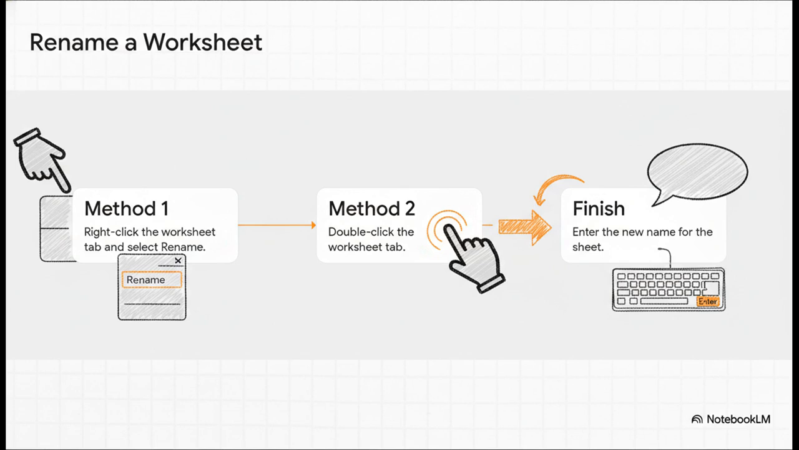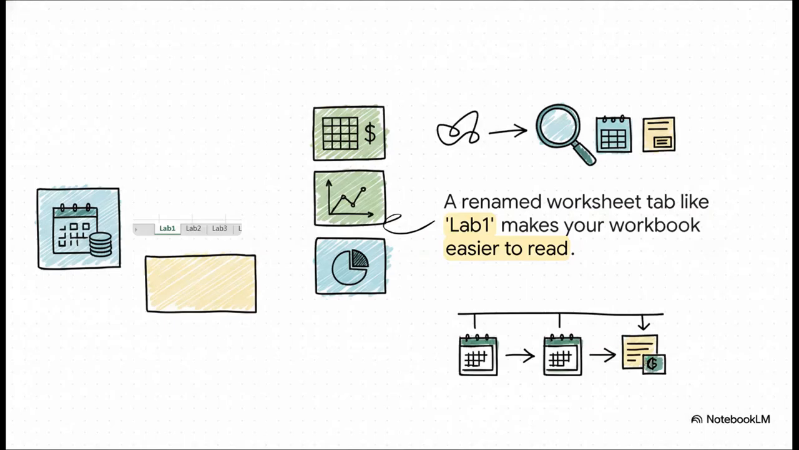Or, and this is my personal favorite because it's so fast, just double-click directly on the Sheet tab. Type your new name, hit Enter, and you're done. And here you can see the result perfectly. Instead of some generic name, your tab is now clearly labeled, like Lab 1 right here. I mean, imagine having tabs for January budget, February budget, March budget. It makes jumping around your workbook so much faster.